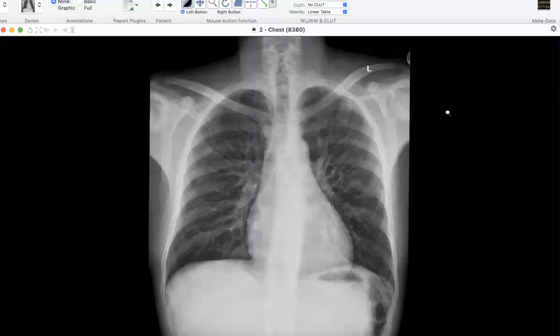The chest skeleton also appears relatively sclerotic. I am suspecting that there are right-side mid-zone opacities. All right. Anything else? Okay, that's fine. No issues. You got all the major findings.